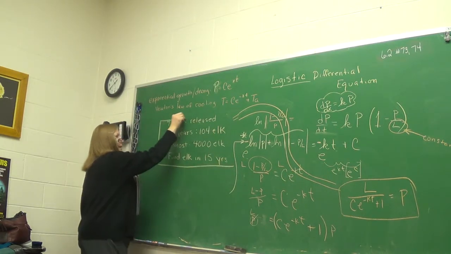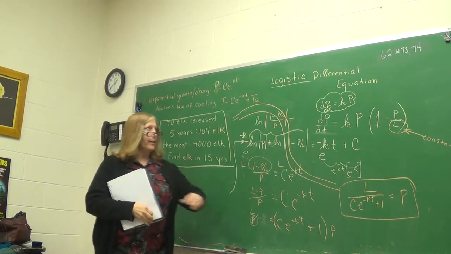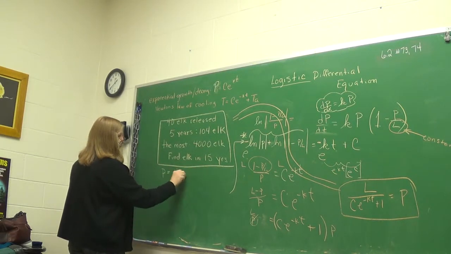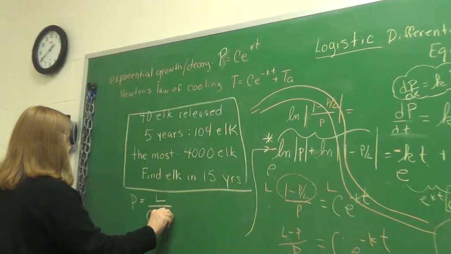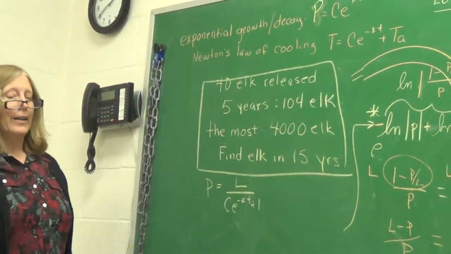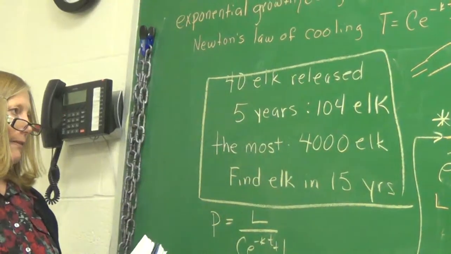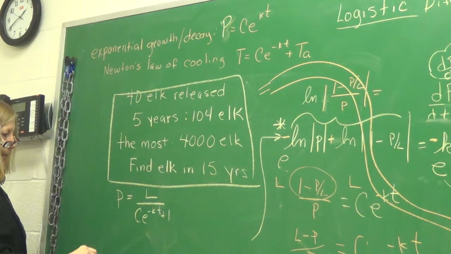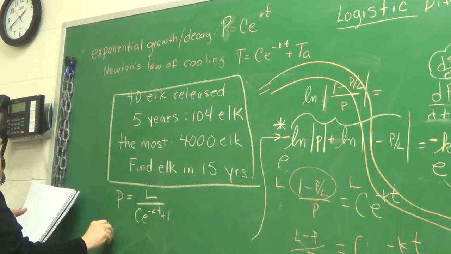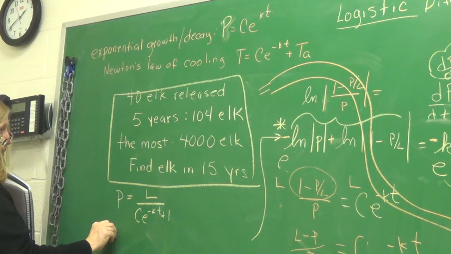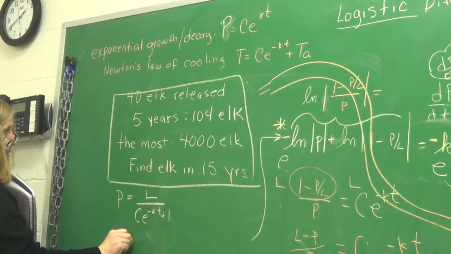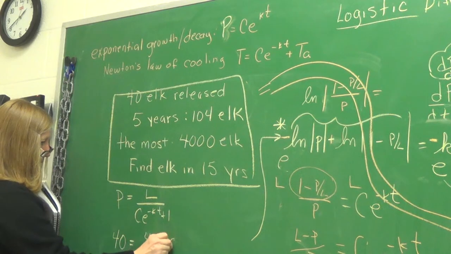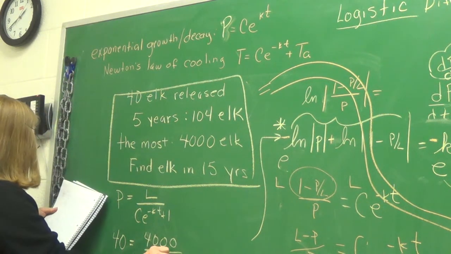Alright, so this is the kind of problem that this new logistic differential equation solution can help us with. So I'll write it down. P equals L over (C e to the minus KT plus 1). So we need to find C and find K, like we always do. Alright, to find C, Brendan, what values do I pick from my box to find C? The 40, right? Equals the limit. What's the limit? 4,000.